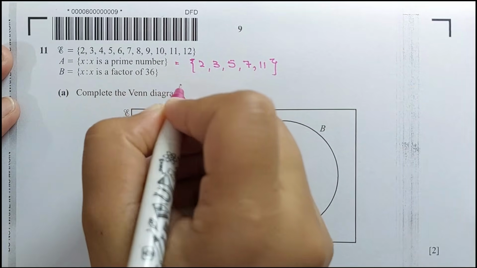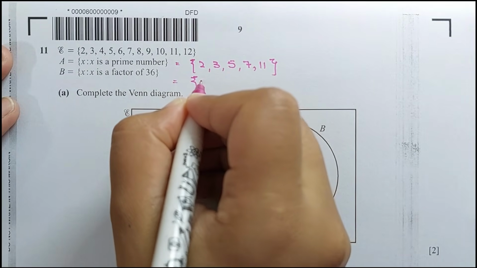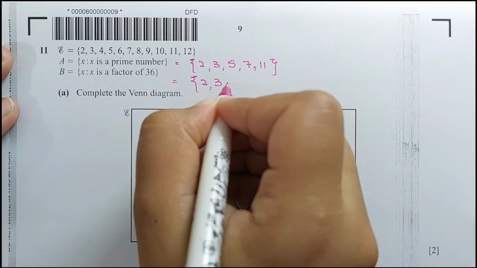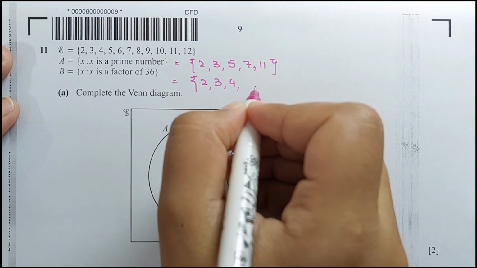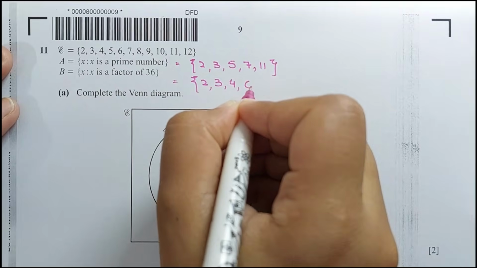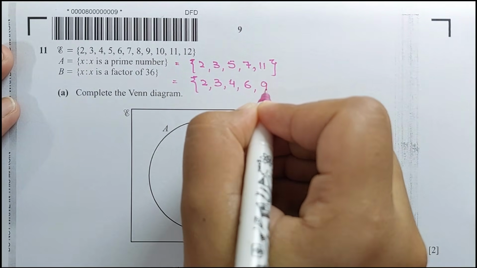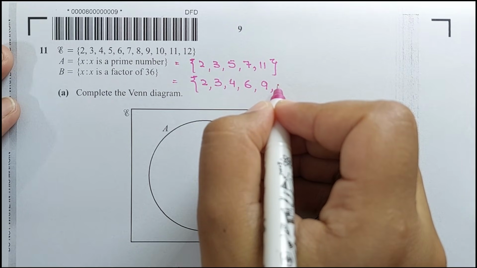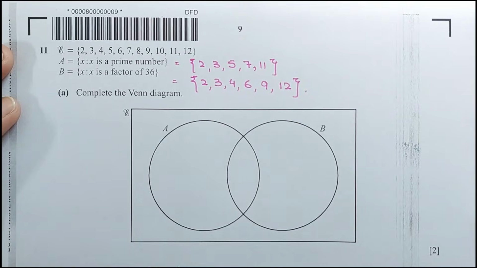B, x where x is a factor of 36. So the factors of 36 are 2 is a factor of 36, 3 is also a factor of 36, 4 is a factor of 36, and not 5. 6 times 6 is 36. 6 is a factor of 36, not 7, not 8. 9 is a factor of 36. 10, no. 11, no. 12 is a factor of 36. 12 times 3 is 36.